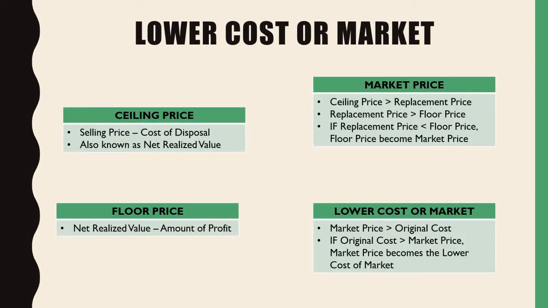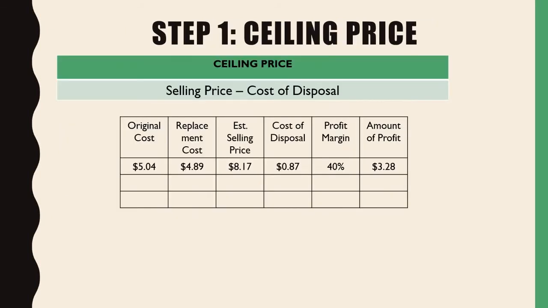So when we're talking about the lower cost of market, we're going to be looking at 4 components. We're going to look at understanding the ceiling price, the floor price, the market price, and then lastly, to answer the question, which one's lower, the market or the original cost. These formulas we'll take a look at again in the next scenario.